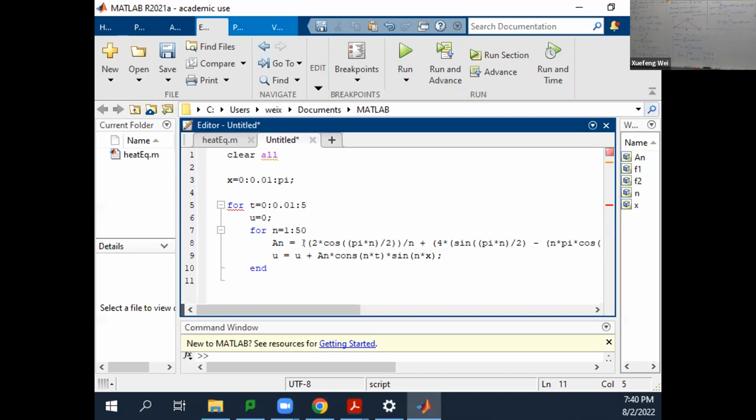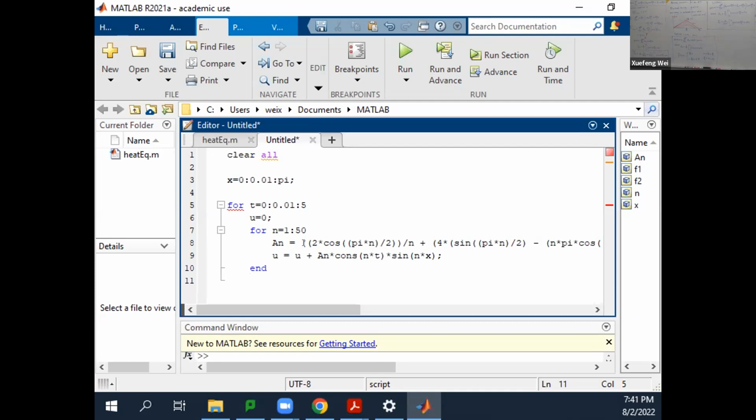For T, I do a for loop. So I do the plotting at every time. At every time I plot it. Think about this: if T equals 0, it is this. Then T equals 0.01, I plot it. And T equals 0.02, T equals 0.03, T equals 0.04, and I plot it. And then you can see it moves. If I keep overriding the previous plot, then you can see it moves.